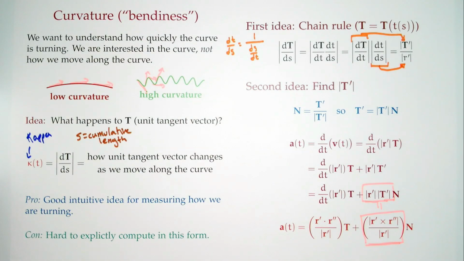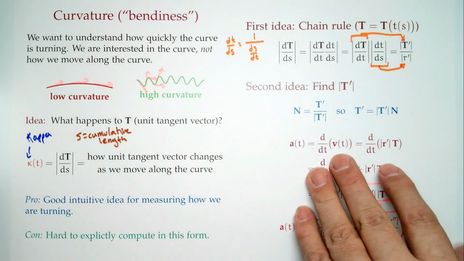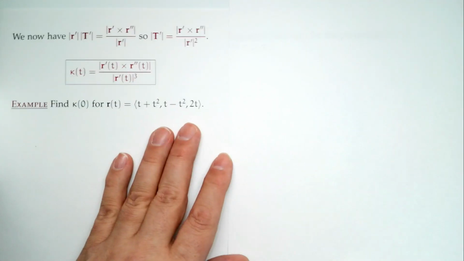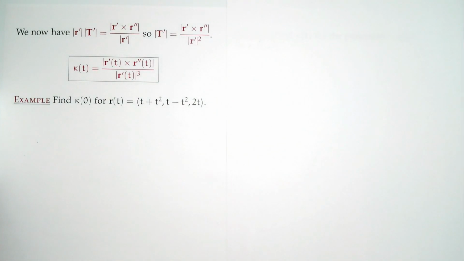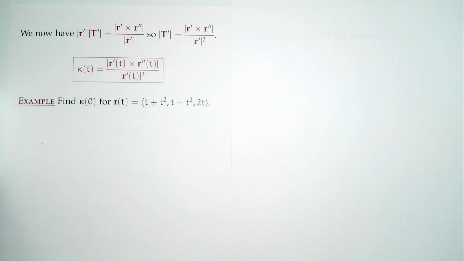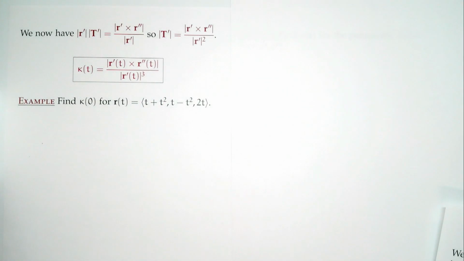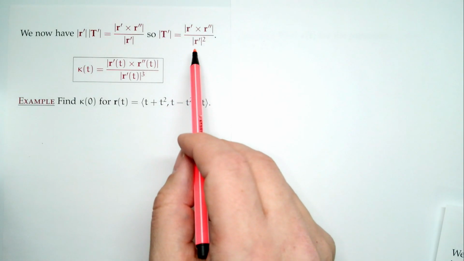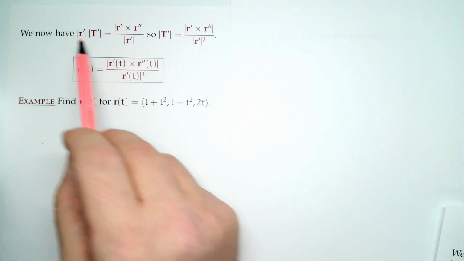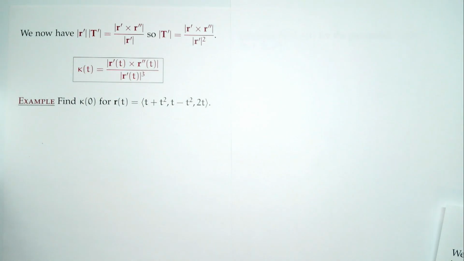And now, we're basically almost there. So here we go. The last part, again, match up what's in front of the N. We can conclude that the magnitude of r prime times the magnitude of T prime is the magnitude of r prime cross r double prime over magnitude of r prime. So we can now explicitly say, here's the magnitude of T prime: r prime cross r double prime, to take its magnitude, divided by magnitude of r prime squared, because I have to bring this down. These don't cancel, these add up.